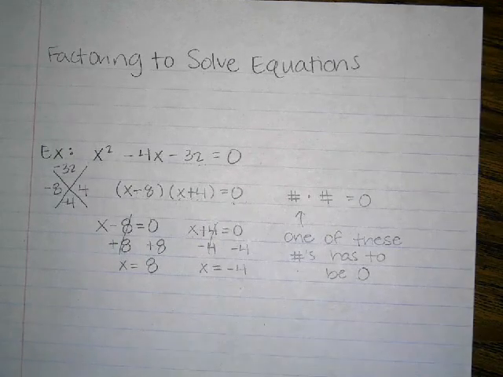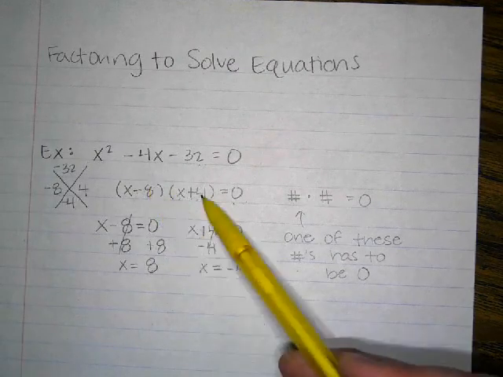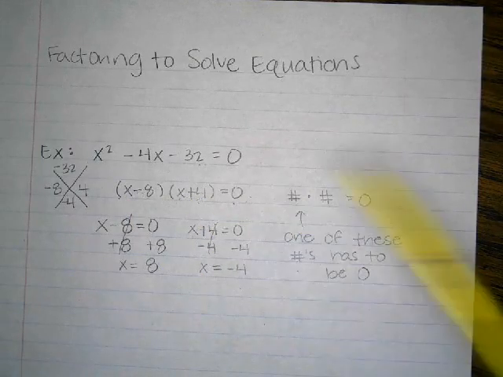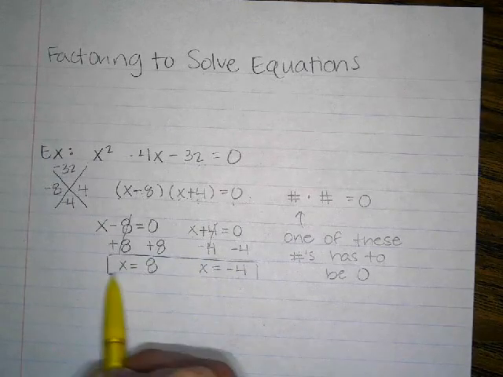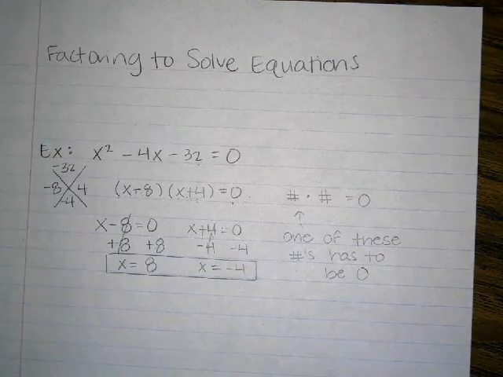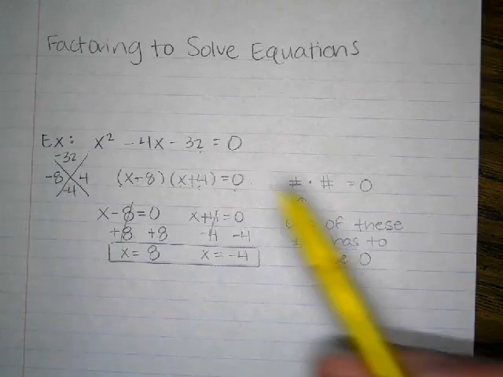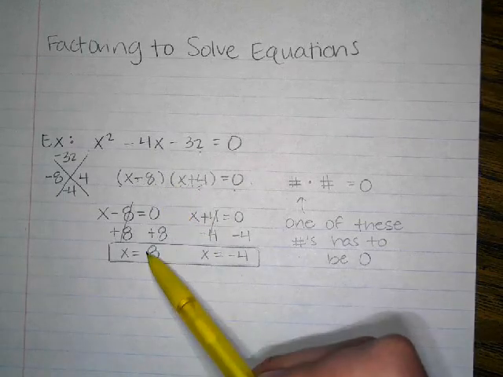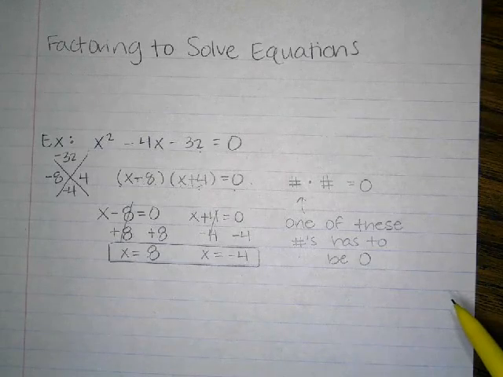So those are my two options. Maybe I plugged in 8 and got 0 times 12 is 0. Maybe I plugged in negative 4 and I got negative 12 times 0 is 0. And so I say that these are my solutions. This is different from what we were doing before because we factor, but we don't stop there. If my two factors were x minus 8 and x plus 4, then my answers are positive 8 and negative 4. Okay, let's try another one.